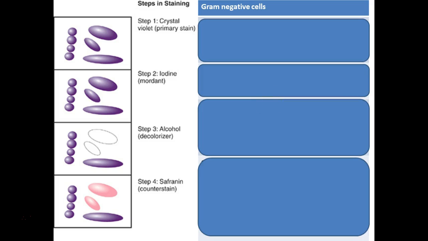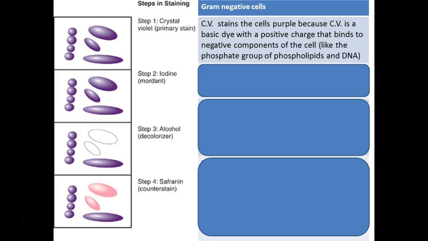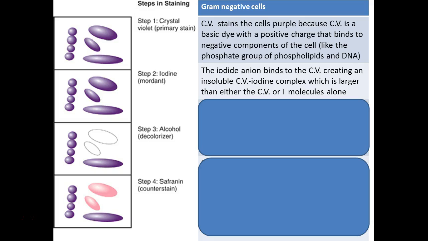What about for gram-negatives? First step, add crystal violet, they're going to be purple. Next step, iodine, they would still be purple. This is the different step, right? Are these guys going to decolorize?